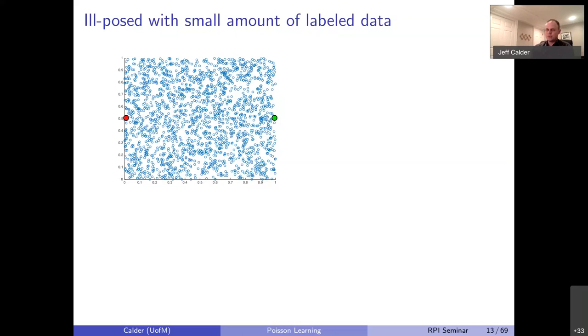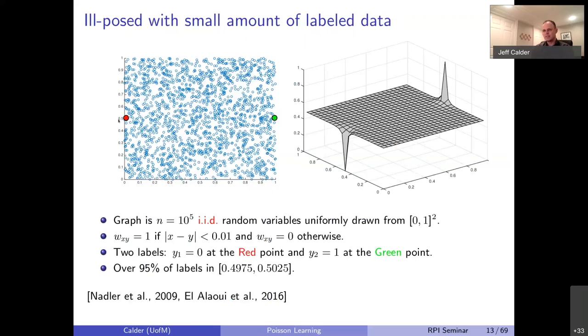And so here's a nice simulation to see what's going on. Say I take 100,000 points in the box. They're just uniform random variables here. And I connect nearby points to build a graph. And then I put one labeled point on the left side of the box at the red point and one labeled point on the right side, the green point. So the red point gets a value 0, let's say. The green point gets a value 1.